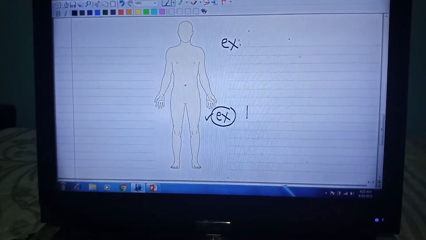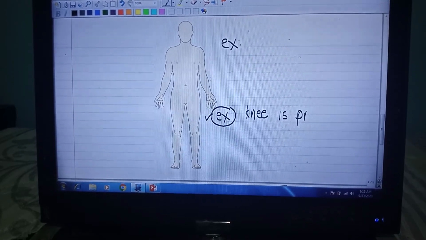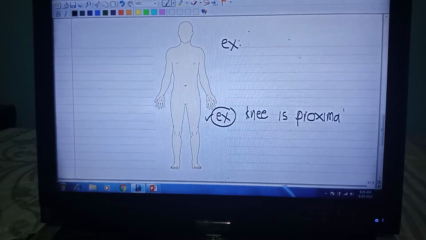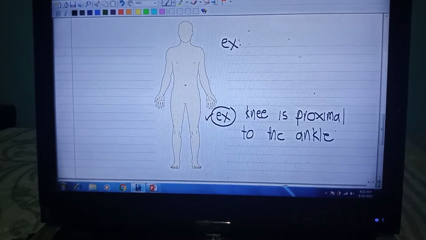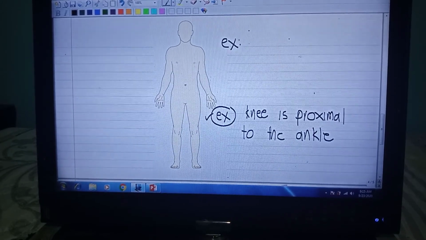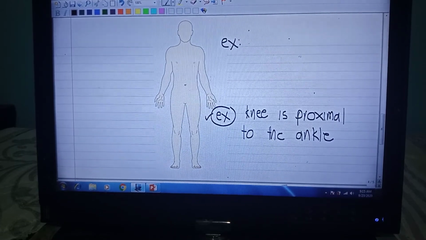On the leg, your knee is proximal to the ankle. So, bakit proximal? Kasi nga closer. Okay, it is closer to where the arm or leg is inserted to the body. Nakukuha ba natin? Nakukuha?